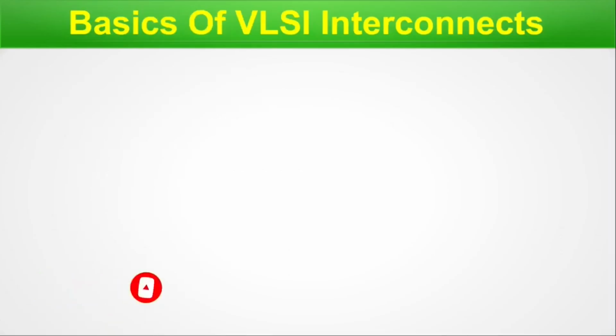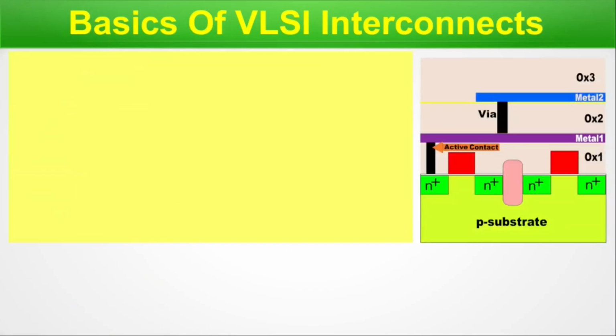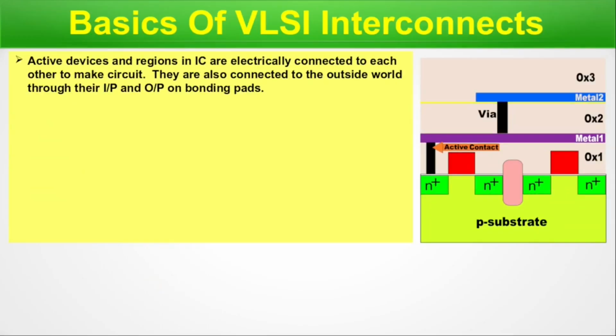Basics of VLSI interconnects. In an IC or integrated circuit, active devices and regions are electrically connected to each other to make a circuit. When these active regions or devices are isolated, they cannot work as a circuit. So they need to be connected, and that connection is called interconnects. And these interconnections of active regions must connect to the outside world through their input and output bonding pads so that we can insert input data and get the desired result from the circuit. So that is the need of interconnects.